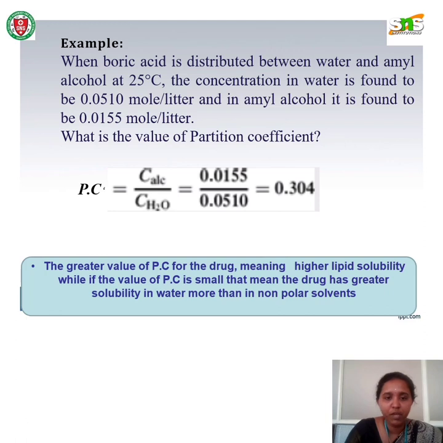For example, when boric acid is distributed between water and amyl alcohol at 25 degrees Celsius, the concentration in water is found to be 0.0510 mole per liter. In amyl alcohol, it is found to be 0.0155 mole per liter.